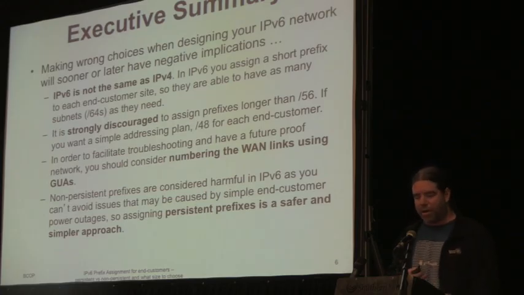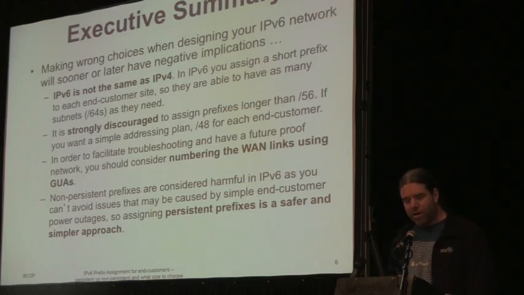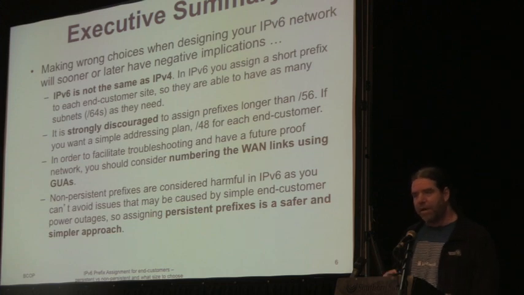And then we have acknowledgements, and let's see a little bit what is written in here. That's just the executive summary. It basically says IPv6 is not the same as IPv4. In IPv6 you assign a short prefix to each end customer site, so they are able to have as many subnets as they need. It is strongly discouraged to assign prefixes longer than /56. If you want a simple addressing plan, /48 for each end customer. In order to facilitate troubleshooting and to have a future-proof network, you should consider numbering the WAN links using globally unique addresses. Non-persistent prefixes are considered harmful. That means if you assign them dynamically from the pool on your BRAS or something like this, you will get into trouble. Believe me, you will get into trouble.